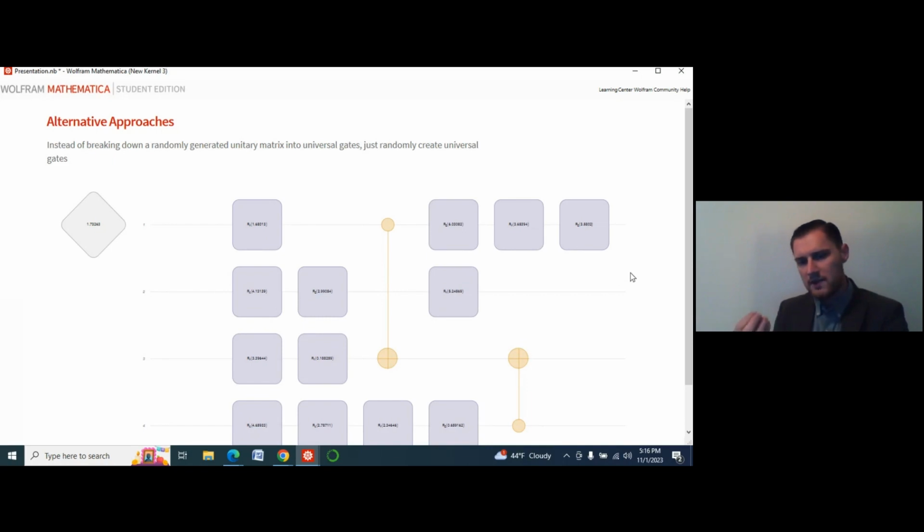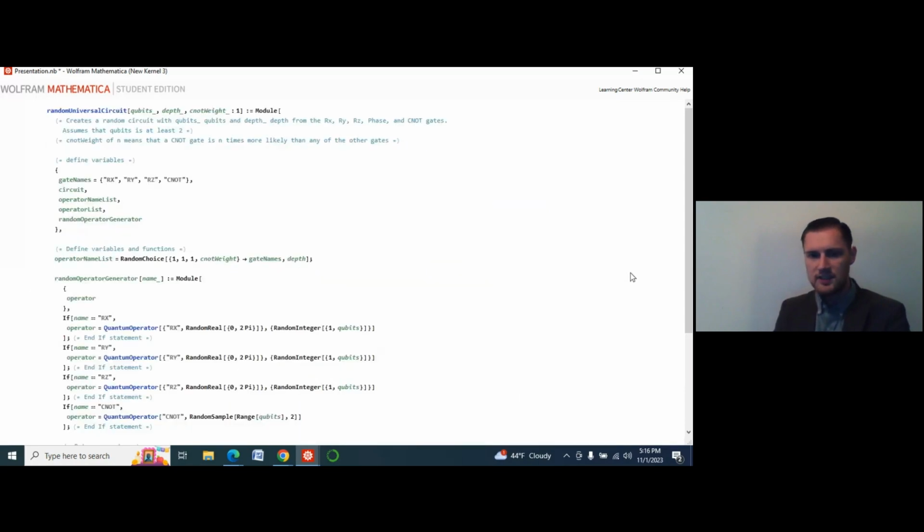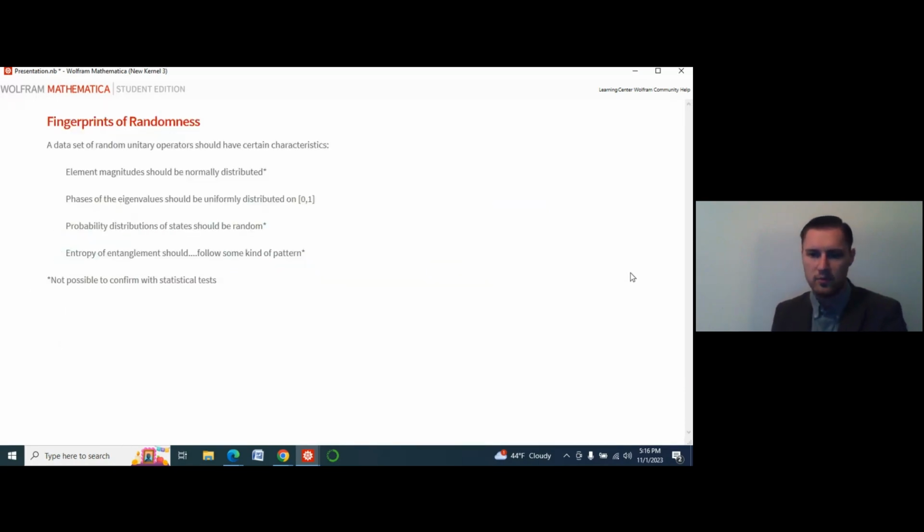There's no mathematically proven way to take this data set and do a statistical analysis on it to see if we're actually evenly sampling from the Haar measure. But I can look at all of the fingerprints that sampling from the Haar measure actually does, and that should be able to tell us how similar these two operations are.